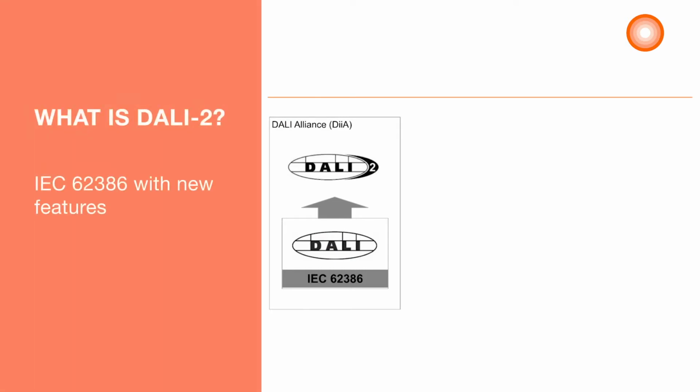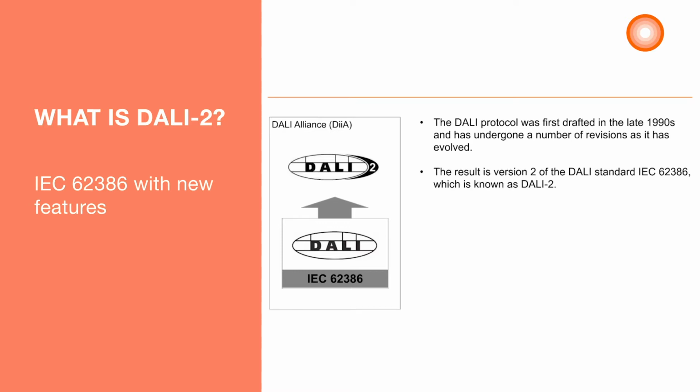You might ask yourself the question, what is DALI 2? The DALI protocol was first drafted in the late 1990s and has undergone a number of revisions as it has evolved. The result of version 2 of the DALI standard IEC 62386 is known as DALI-2. DALI 2 helps to fill the gaps in the original standard, resulting in significant improvements.